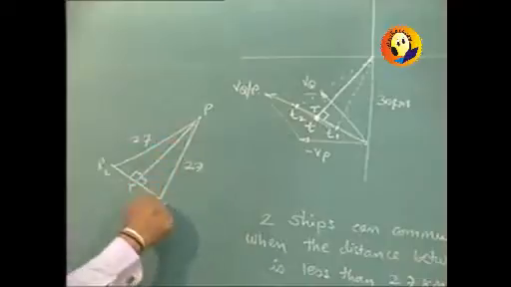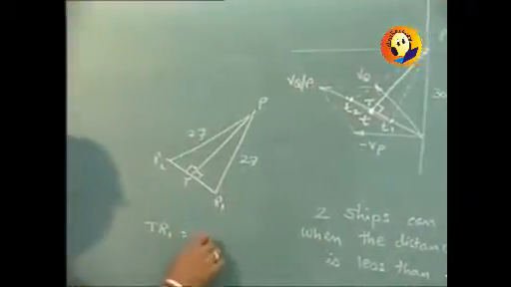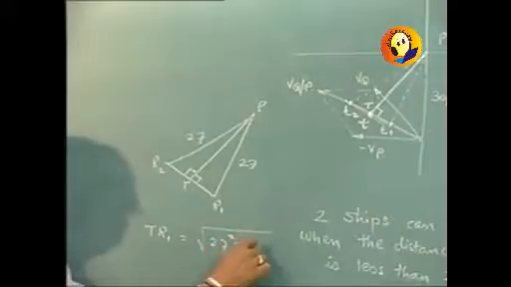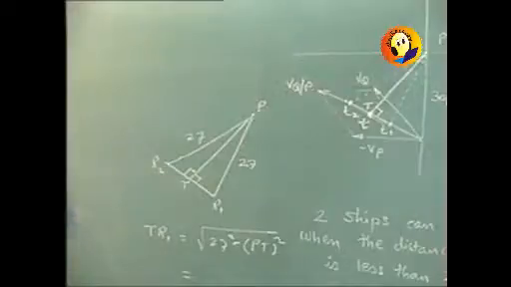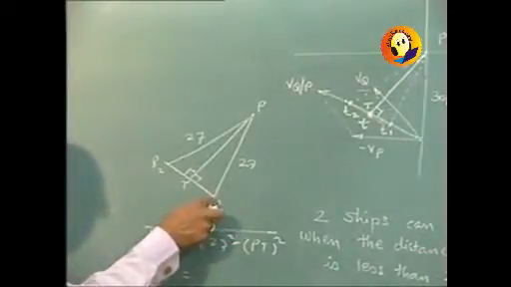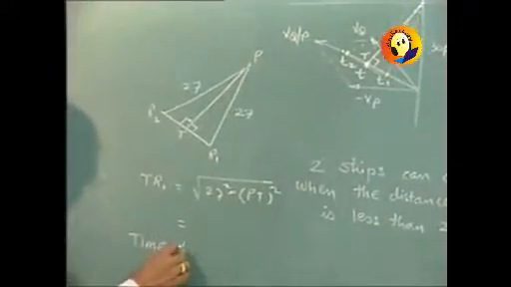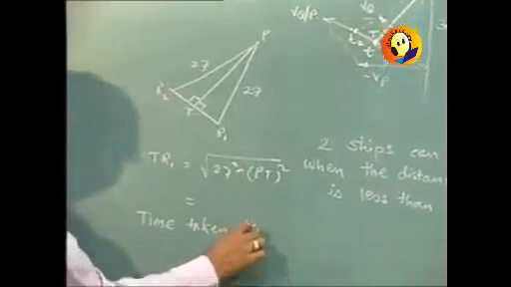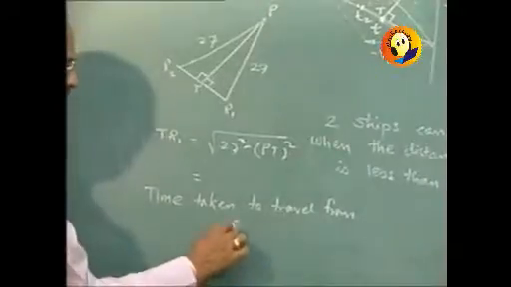Now from PR1 and PT I can find out TR1. So the TR1 distance can be calculated. It is going to be the square root of 27 square minus the shortest distance PT square, and we can get the distance TR1. Now we can determine the time taken for the ship to travel from R1 point to T point.